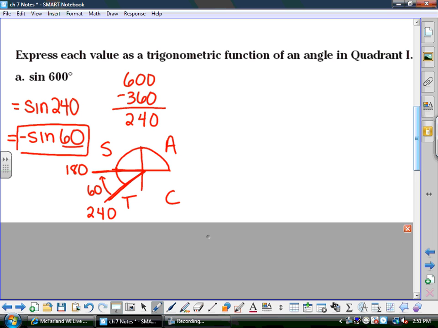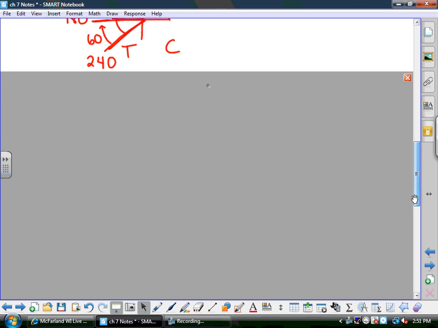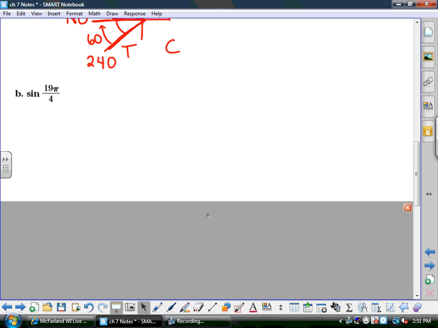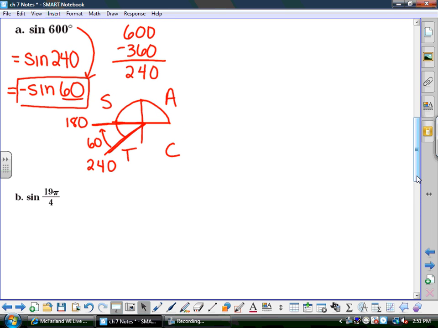And now we've rewritten the sine of 600 as a trig function of an angle in quadrant 1. And that's all we have to do. We don't even need to figure out what the sine of 60 is. We just have to rewrite it as negative sine of 60. We have 3 more examples like that to take a look at. Next one is in radians. The sine of 19 pi over 4.